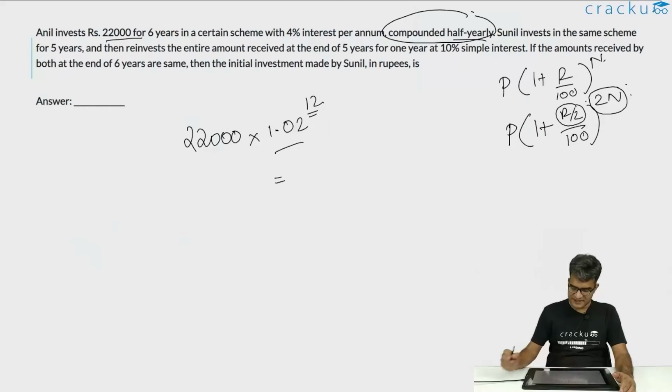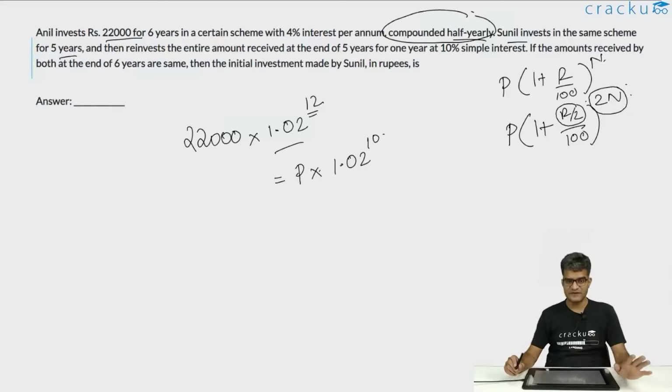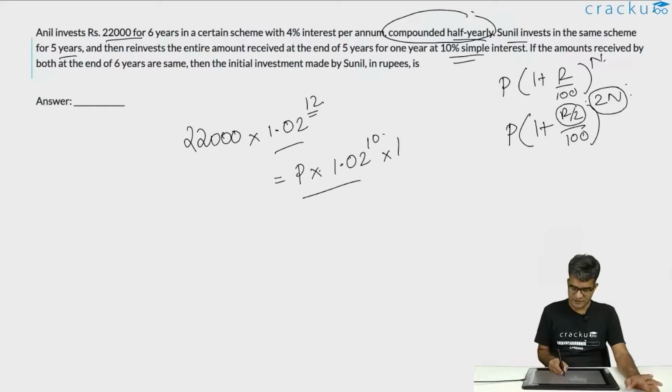This is the same as the amount that Sunil invests for 5 years. So let us assume that Sunil invests amount P. What is the amount at the end of 5 years? It will be P into 1.02 to the power 10, because the rate of interest is the same and the time period is now 5 years. At the end of 5 years, this is the amount he will receive. He invests this at simple interest of 10% for 1 year. So again you multiply this with 1.1.